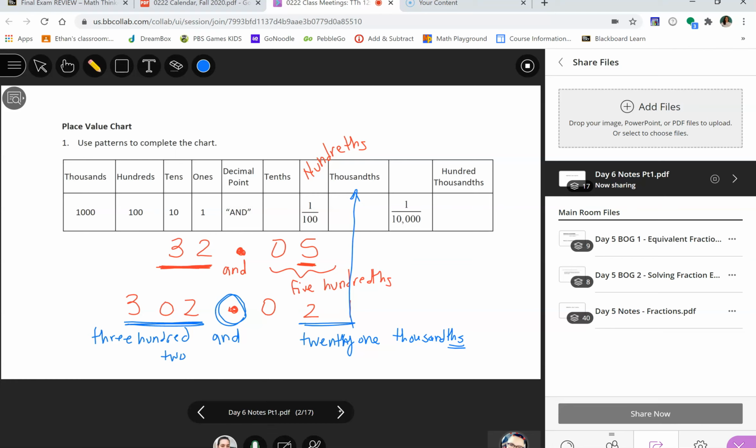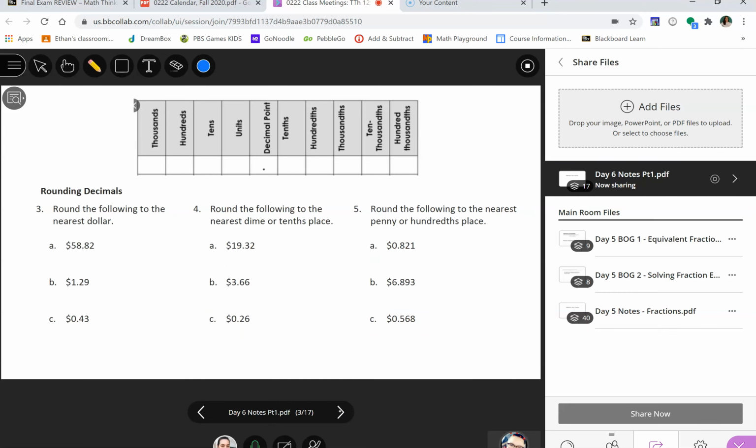We're going to start with rounding though. So let's just do that. Let's go into some rounding questions. And again, this page was missing on the notes if you printed it out, but we're just going to practice rounding to different decimal places. So let's start here with 3. It says round the following to the nearest dollar.